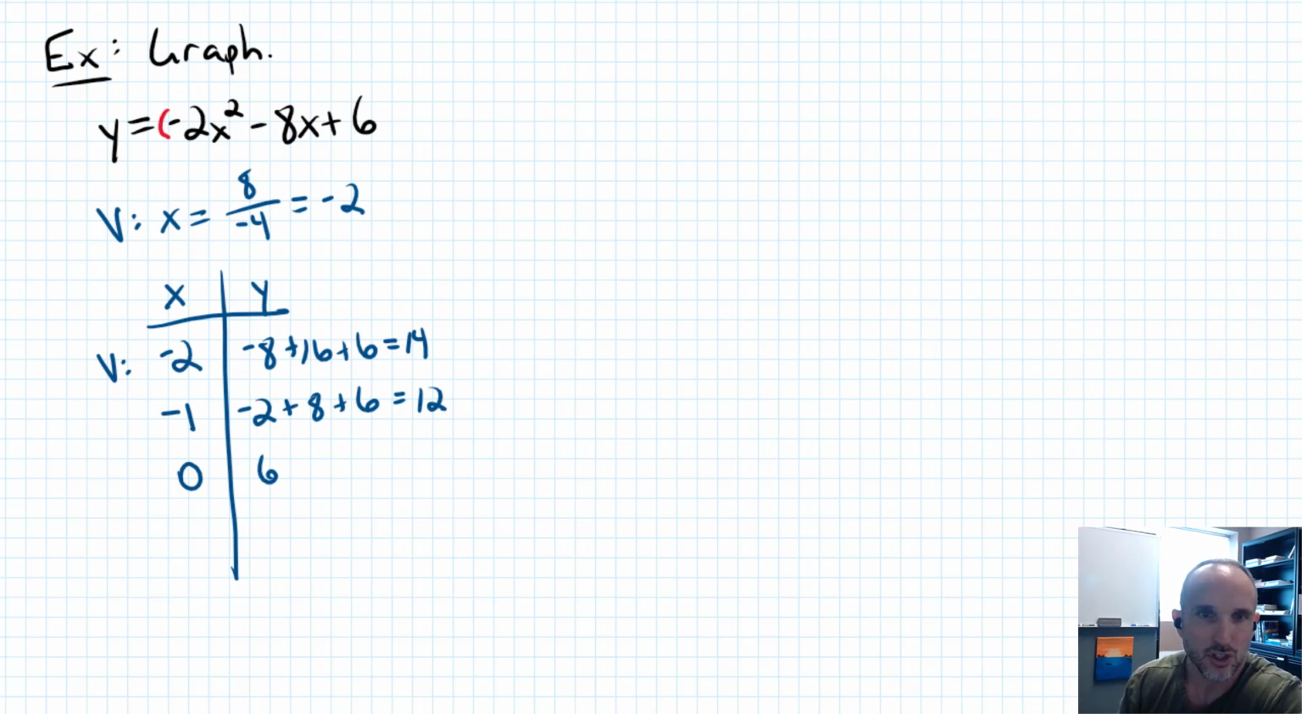So this time I have to be a little mindful in setting up my graph. My parabola should open downward. So 14 will be my highest y value. It should go down from there.